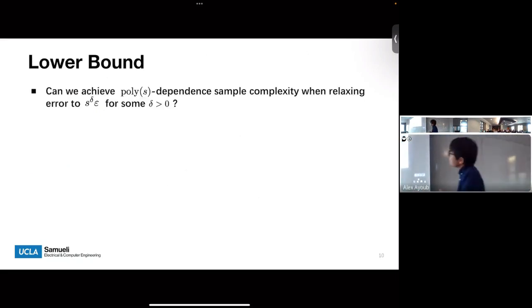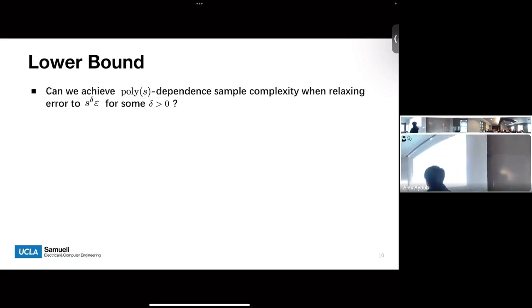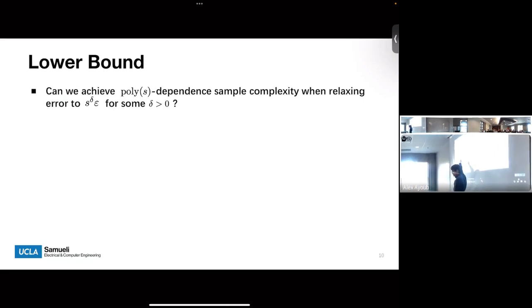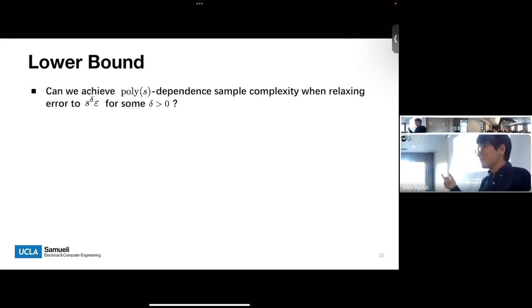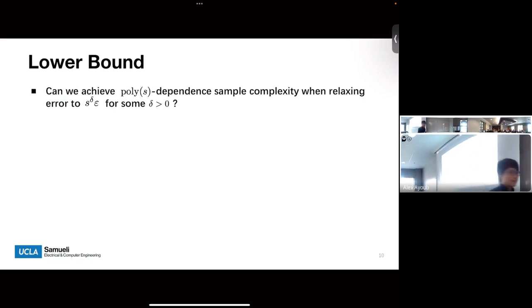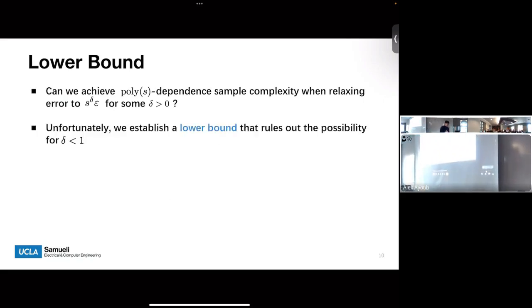Can we do better? Can we have a polynomial S dependence? So let's get error S to the third times epsilon, maybe not constant times epsilon or square root S times epsilon, etcetera. Can we do better?